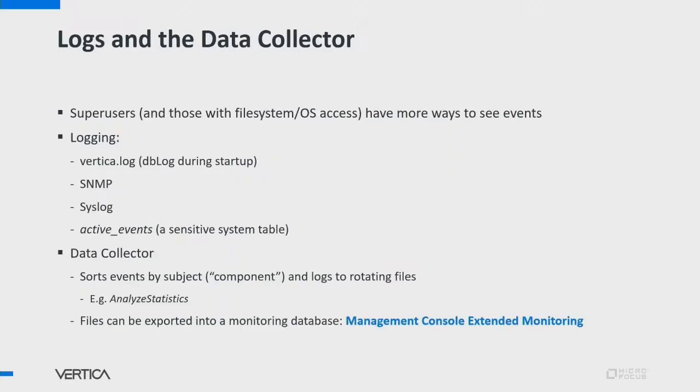information. Super users and those with file system operating system access have more ways to monitor Vertica's events. The main log in Vertica is vertica.log, stored in the catalog folder of each of the servers of the cluster. Before vertica.log has been initialized to write messages, each node in the cluster writes messages into a file named dblog. A whole lot of events can be tracked for SNMP if we configure Vertica accordingly. For example, low disk space, recovery failure, etc.